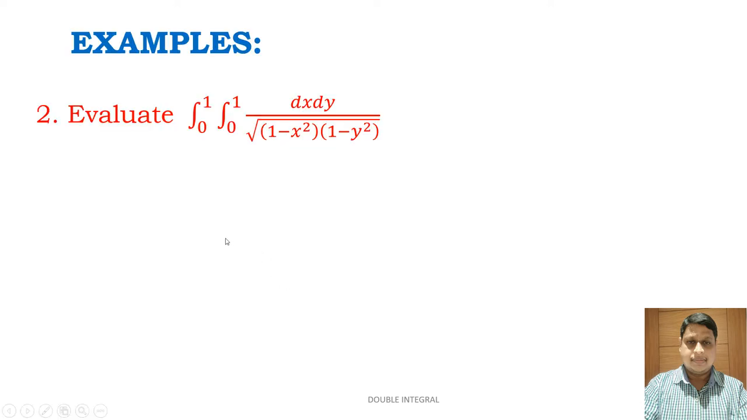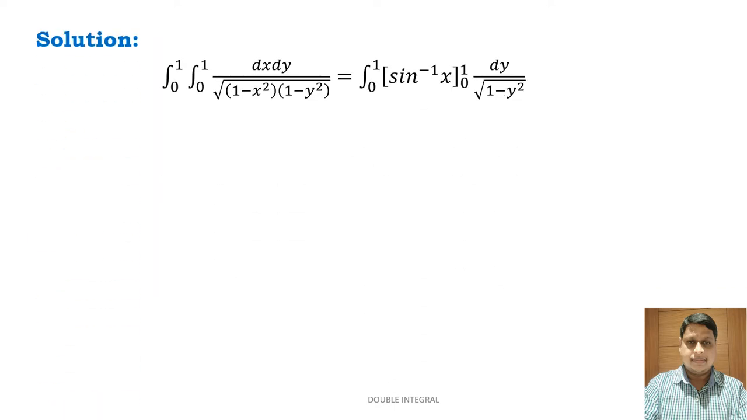And next problem: evaluate the double integral from 0 to 1, 0 to 1 of dx dy by root of 1 minus x square into root of 1 minus y square. In the solution, we can integrate 1 by root of 1 minus x square with respect to x, that is sine inverse x, limit x equals 0 to 1, dy by root of 1 minus y square, right.